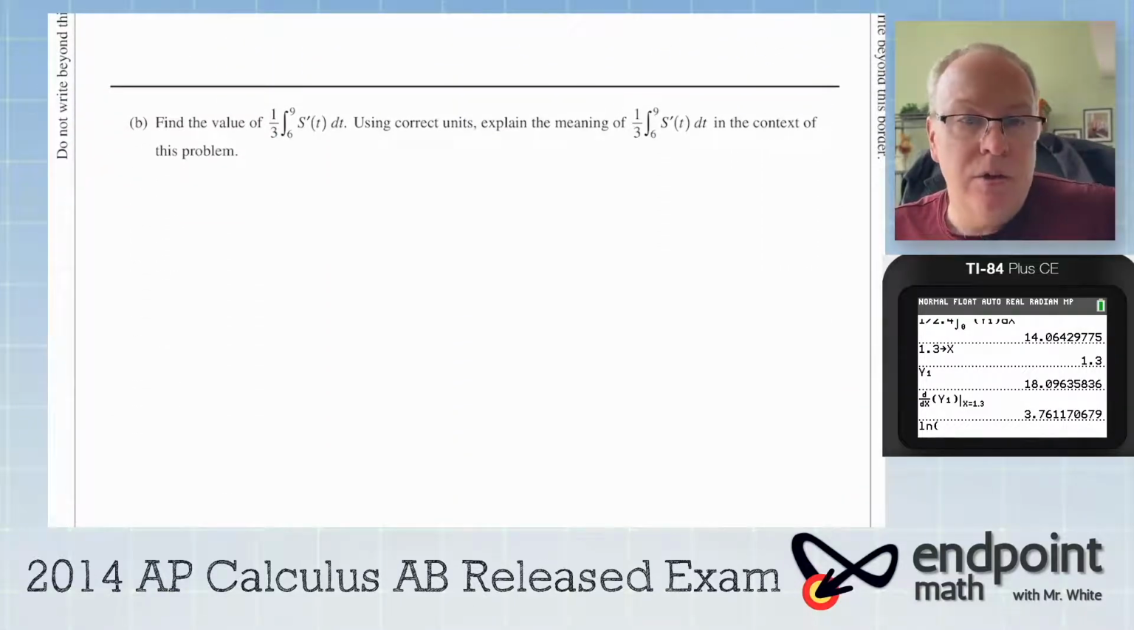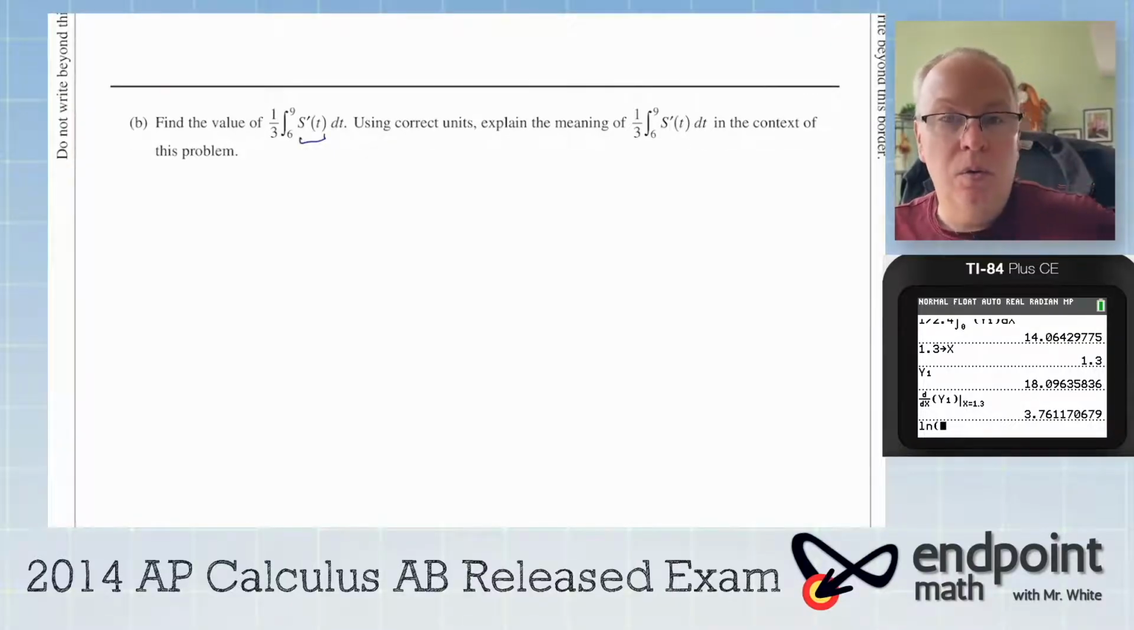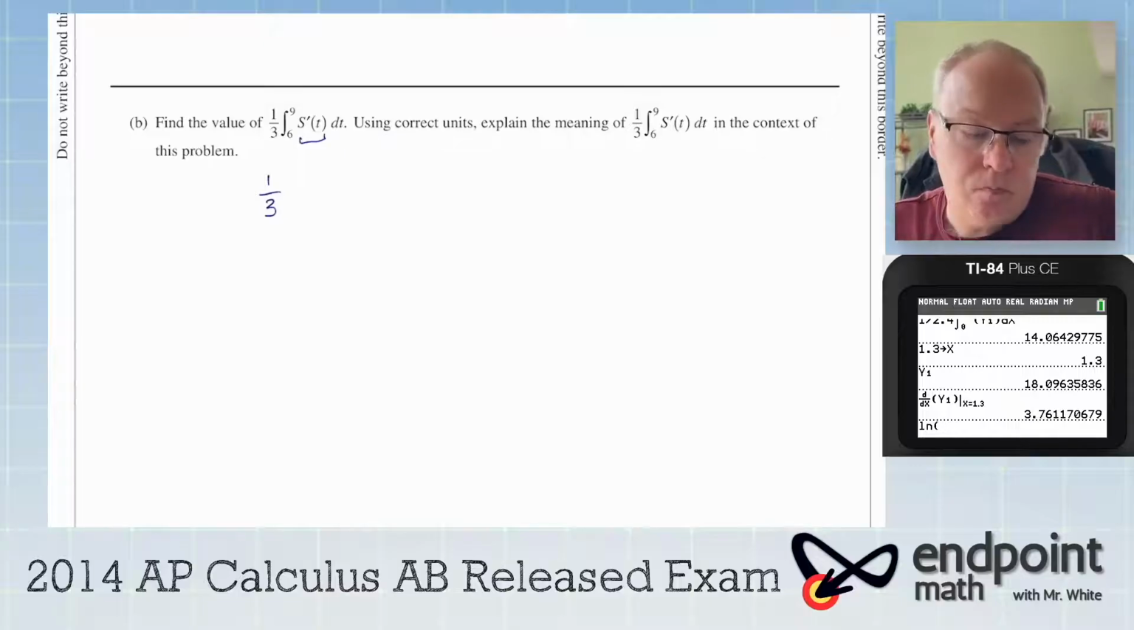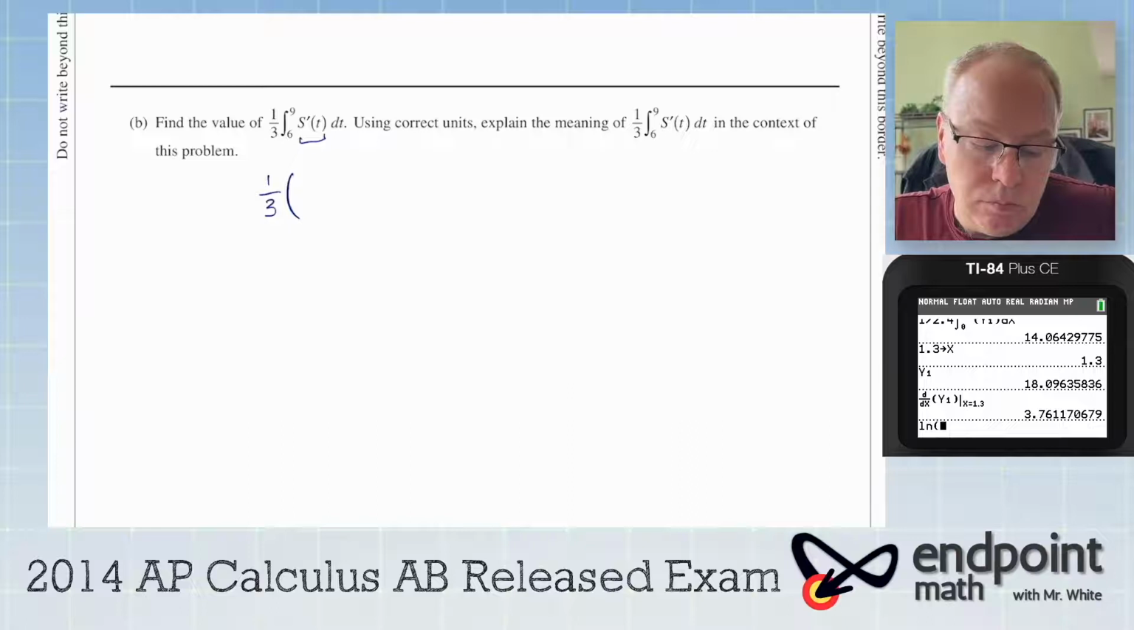Find the value of 1/3, an integral there, of the rate function using correct units and explain the meaning of that thing. So the integral of the derivative is just the original function. So this is 1/3 times s of 9 minus s of 6.